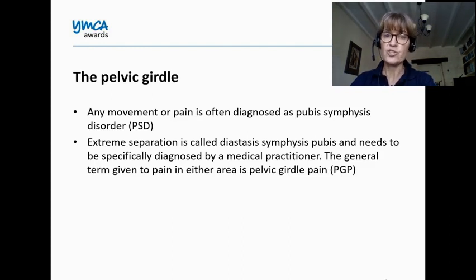More generic pain is just called pelvic girdle pain, PGP. So those are just things to keep in mind. You wouldn't be diagnosing them yourself, but you need to be aware of the effect of the hormones on the pubic symphysis.